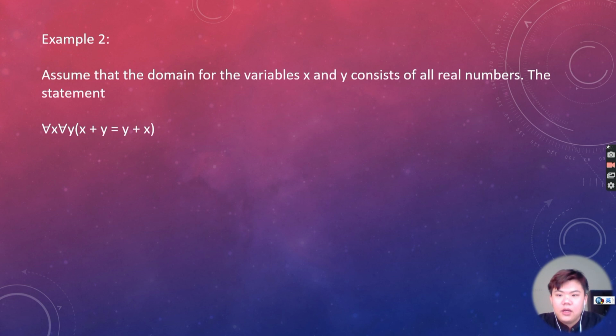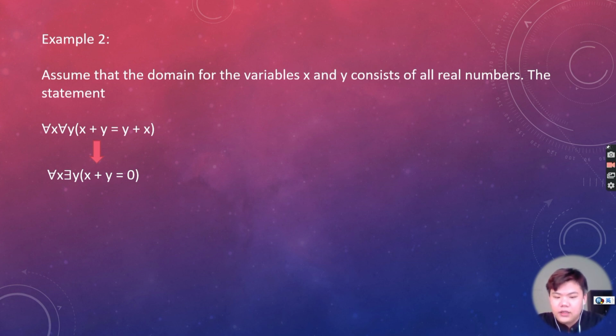This is example 2. Assume that the domain for the variables x and y consists of all real numbers. The statement for all x for all y, x plus y equals y plus x, says that x plus y equals y plus x for all real numbers x and y. This is the commutative law for addition of real numbers. Likewise, the statement for all x there exists y, x plus y equals 0, says that for every real number x there is a real number y such that x plus y equals 0. This states that every real number has an additive inverse.